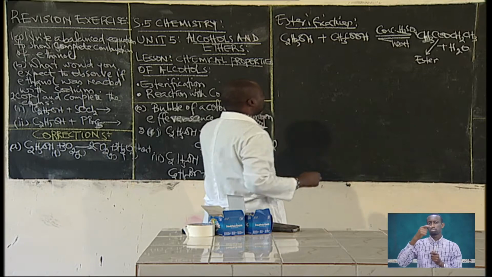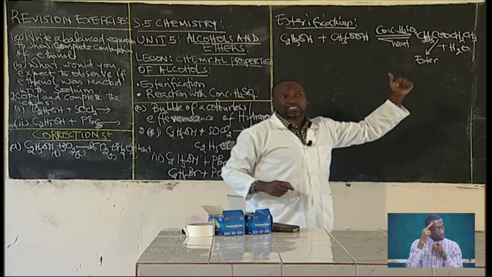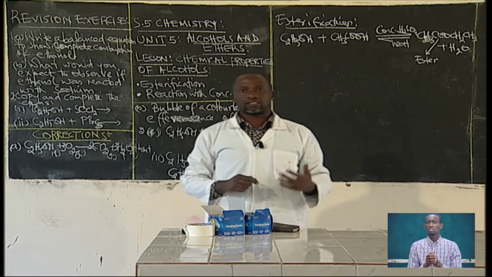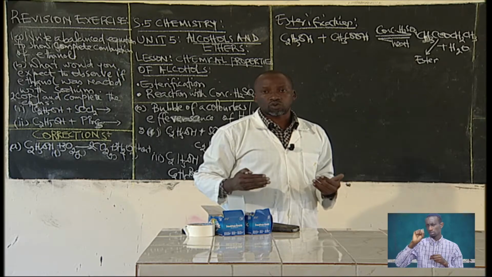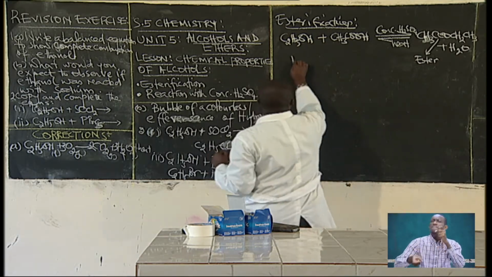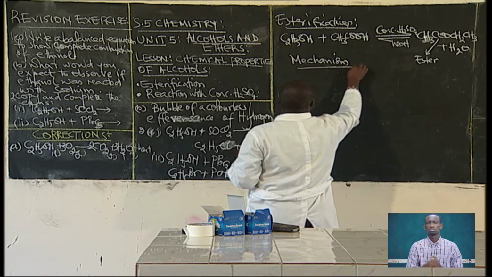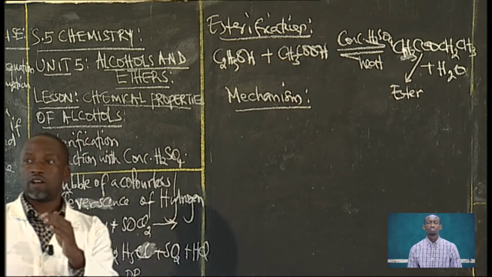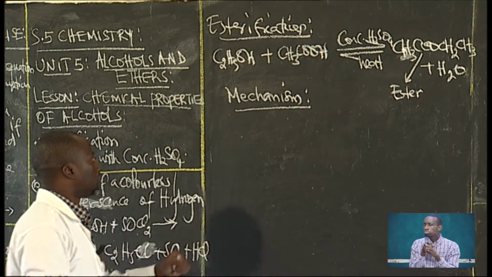Let's look at the mechanism. How does it take place? Remember, this concentrated sulfuric acid is a catalyst in this reaction, and the reaction has to take place in presence of heat to increase the speed of the reaction. So let's look at the mechanism for this reaction. We have to go slowly and look at the steps one by one from step number 1.